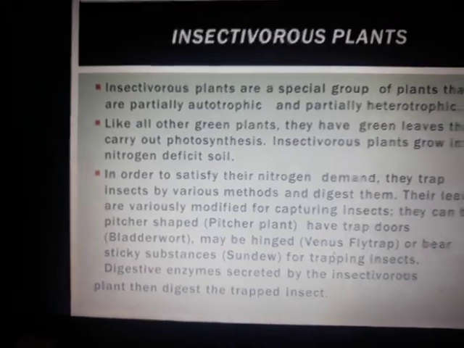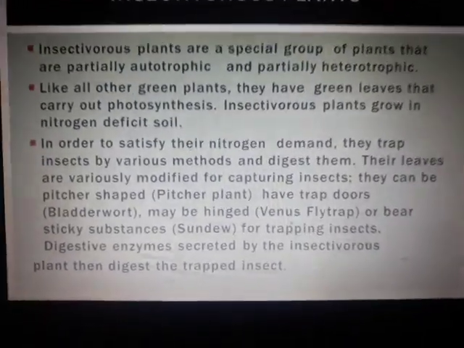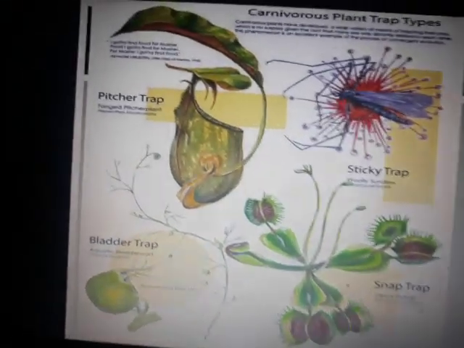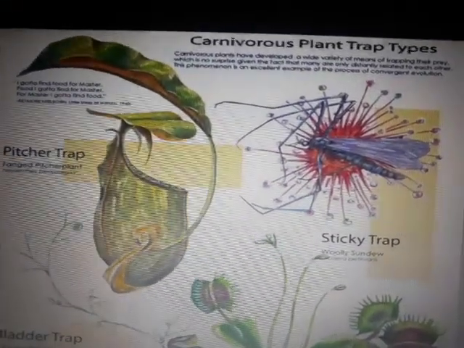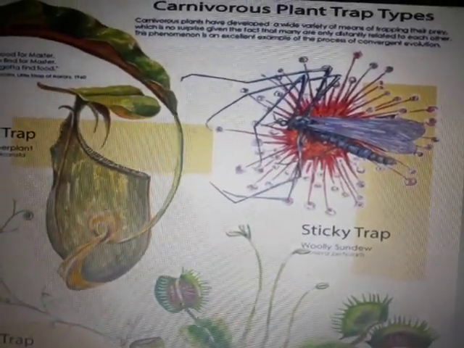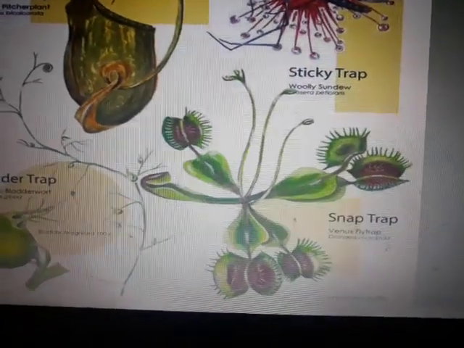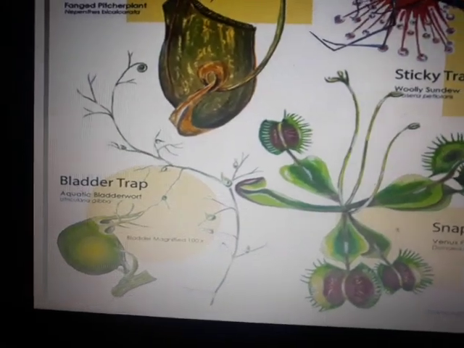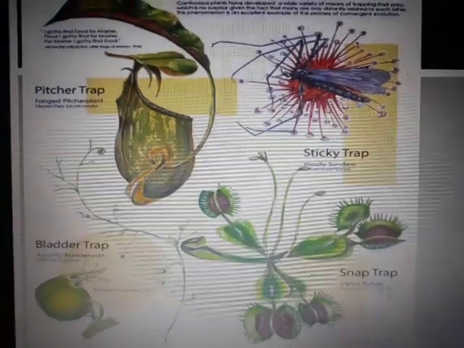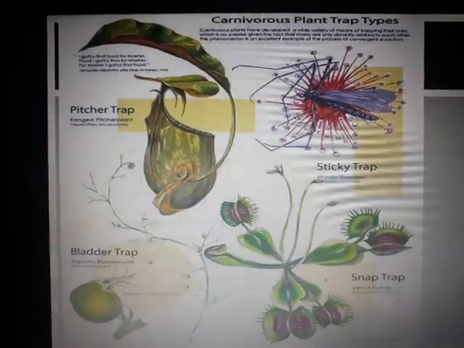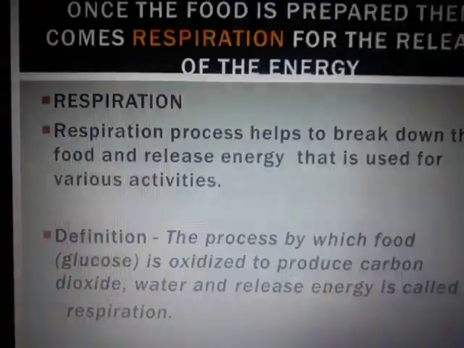Okay, so this was all about insectivorous plants. The names of the plants are mentioned here, and this picture will help you understand. See, this is a sticky trap sundew, this is a pitcher trap, this is a Venus flytrap, and this is the bladderwort. These are the examples of insectivorous plants. I'm going to post this PDF in the group so you can have a proper look at it later.